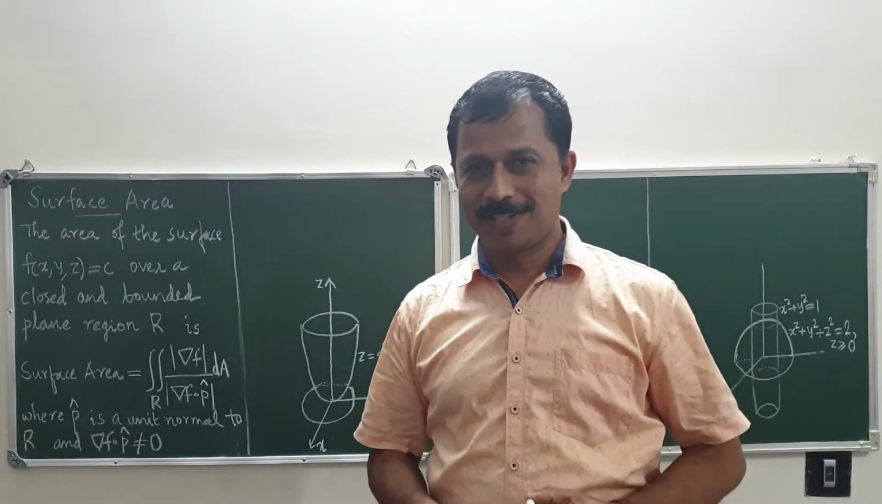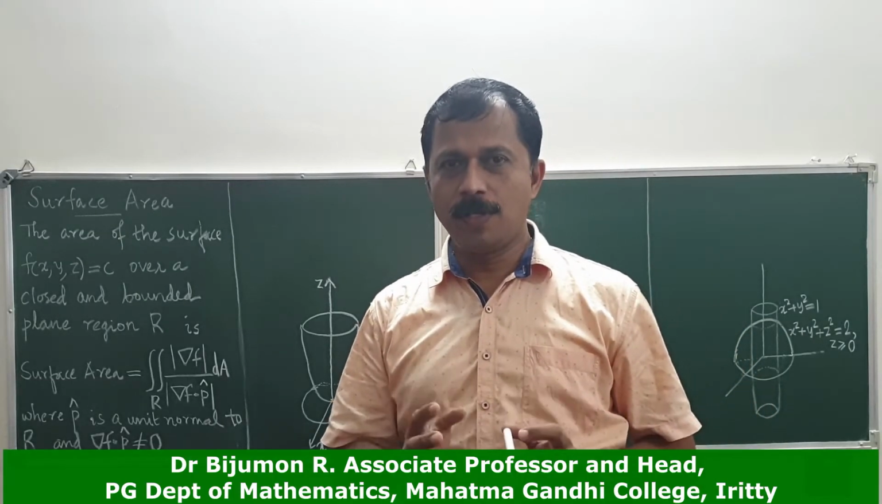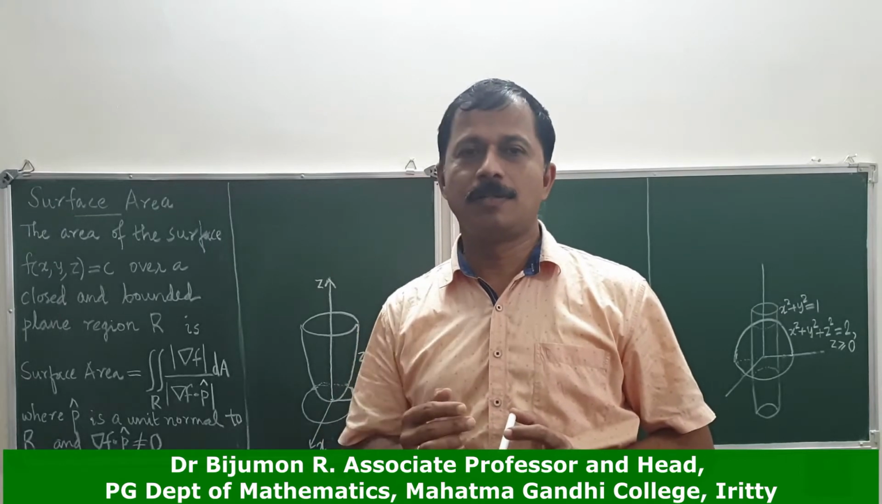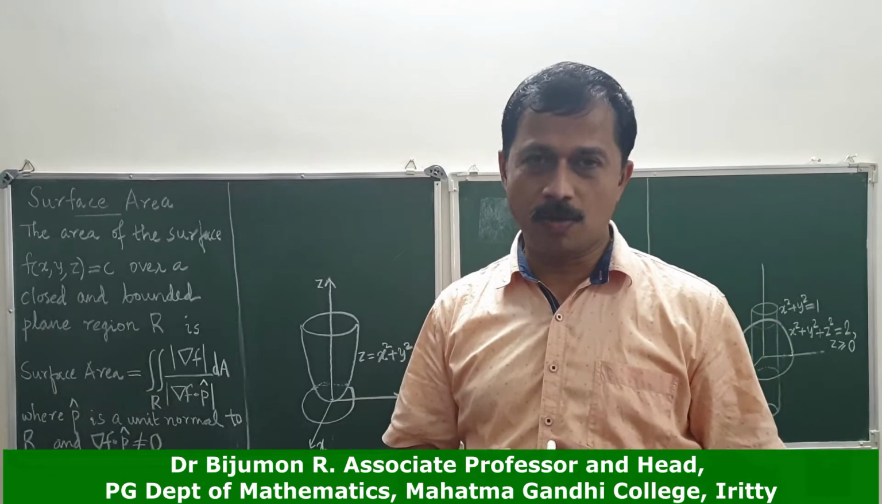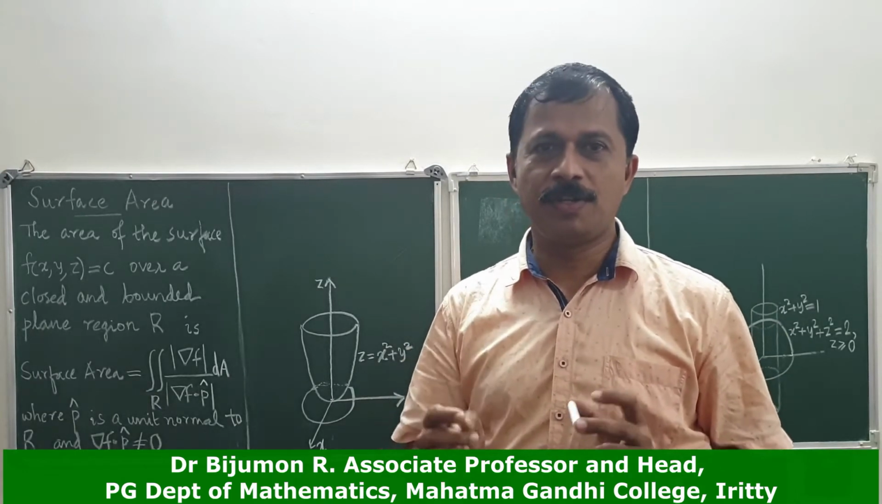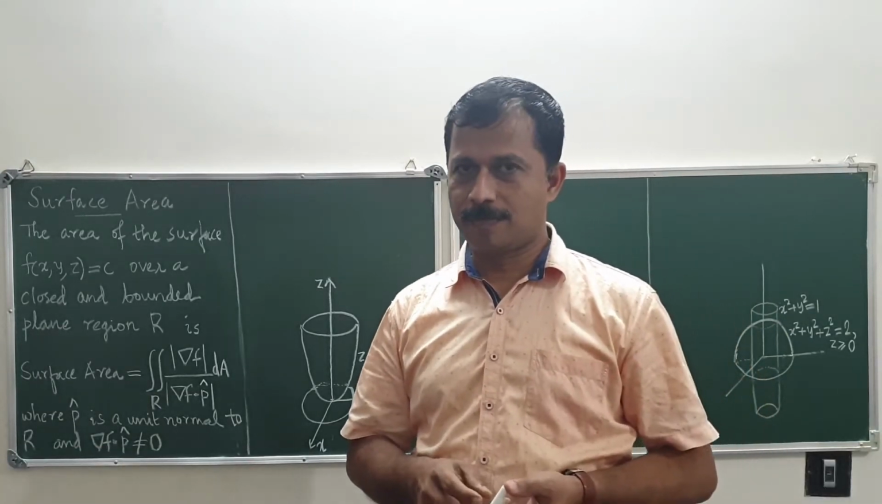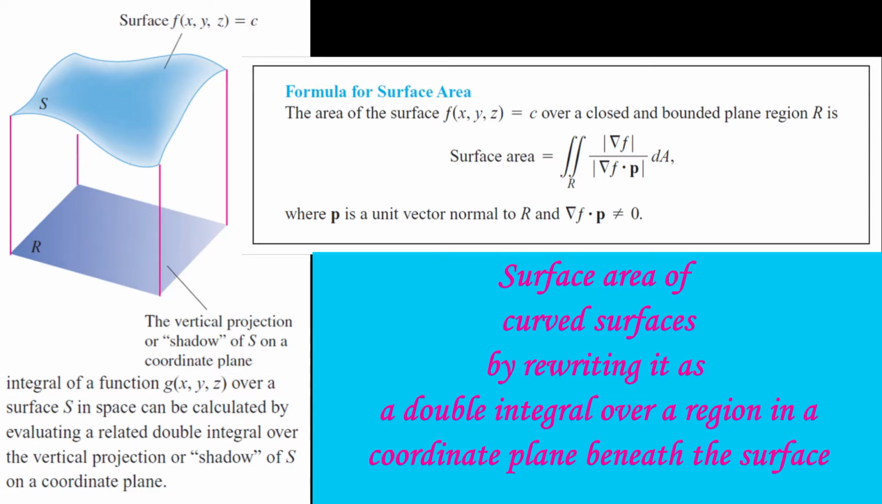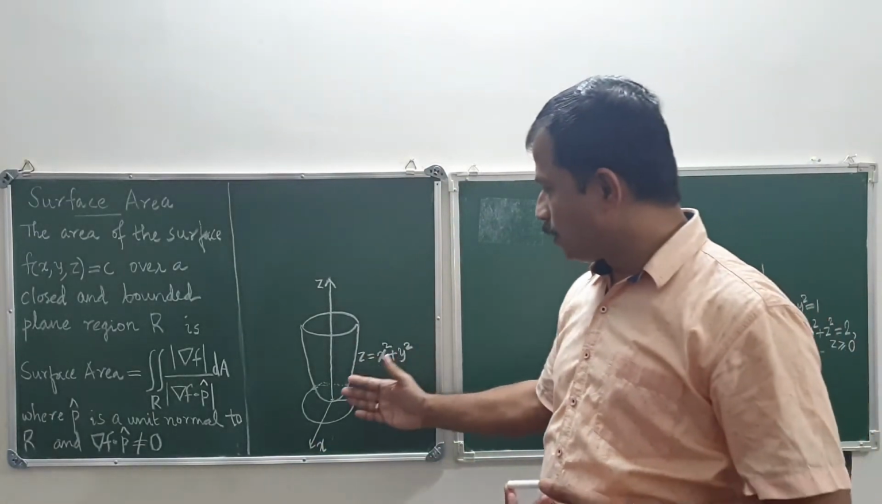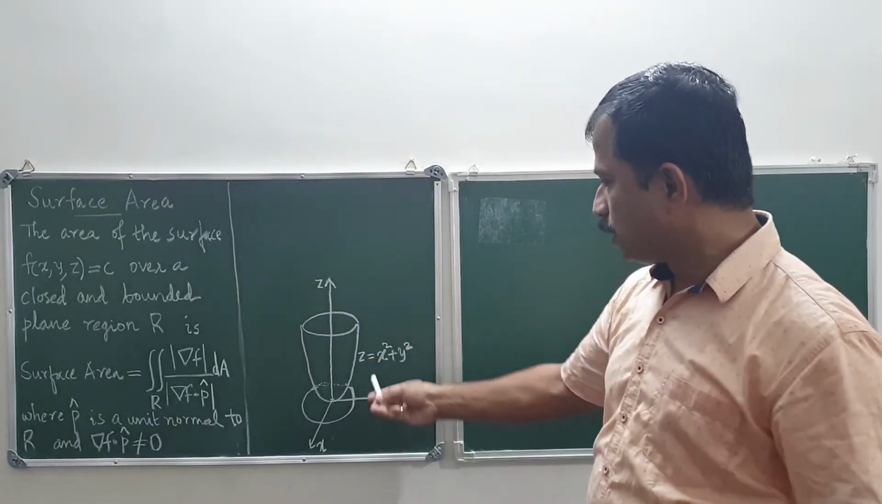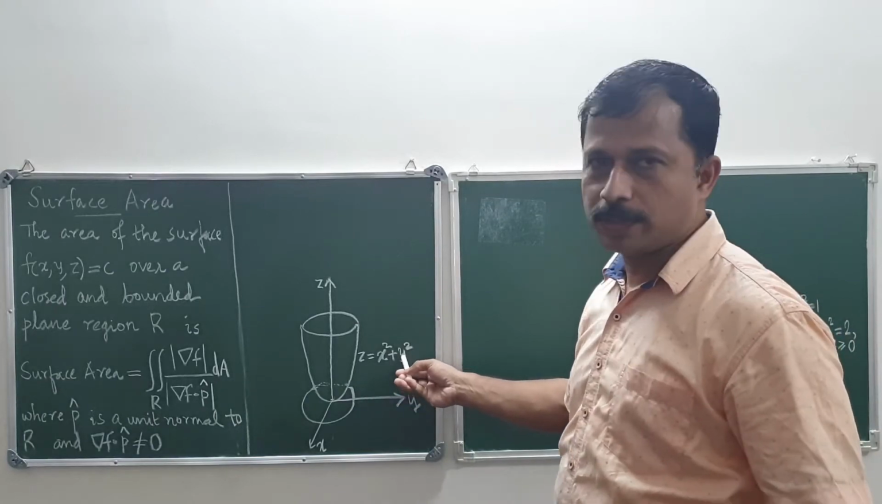Hello friends, in this session we discuss the method and formula to find the surface area of surfaces in 3D space. Okay, for example, suppose we consider a paraboloid z is equal to x square plus y square.